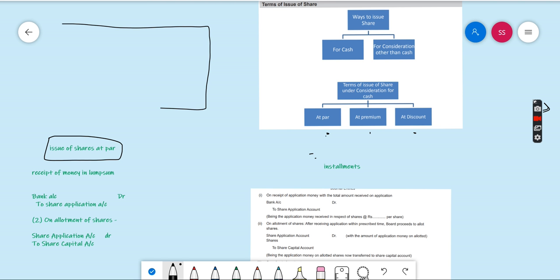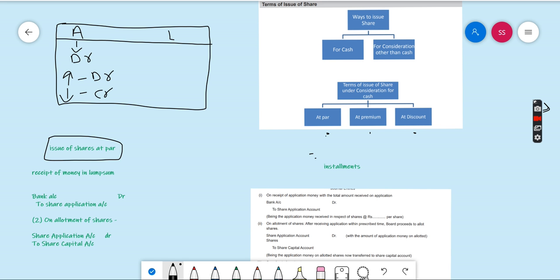You can see the first video, or if you don't know how to pass general entries, you just have to learn this. Assets and liabilities. Assets normally show debit balance. If you want to increase the assets, then you need to debit it. If you want to decrease the asset, you need to credit it. The liability normally shows credit balance. If you want to increase the liability, credit it. Decrease the liability, debit it. Right?